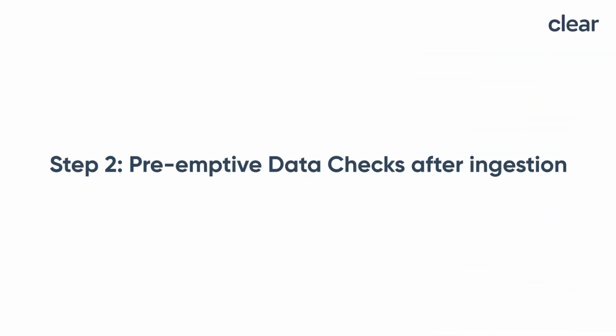Moving on to step 2, preemptive data checks after ingestion. Cross-checking data is a very important step for accurate GSTR-1 filing. It is very important for businesses to validate data and fix errors at the ingestion stage itself so that they do not come up later at the time of filing on the portal.